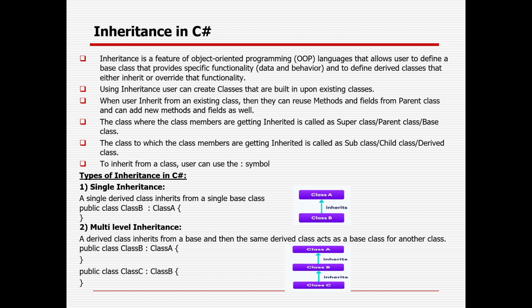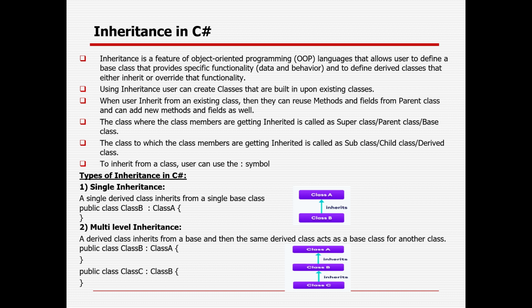So inheritance is a feature of object-oriented programming languages that allows the user to define a base class that provides specific functionality, meaning data and behavior, and to define derived classes that either inherit or override that functionality. As part of the OOPS concept, in most programming languages like C#, Python, Java, everything is considered a class or object, and you can create multiple objects or instances from the same class. Apart from class and object, there are four key concepts of OOPS: inheritance, polymorphism, encapsulation and abstraction, which will be covered in upcoming sessions.